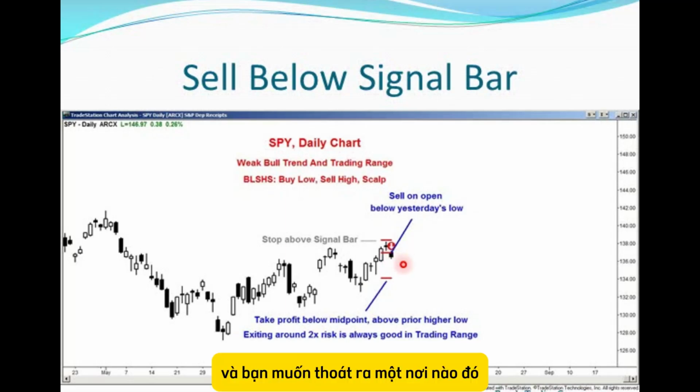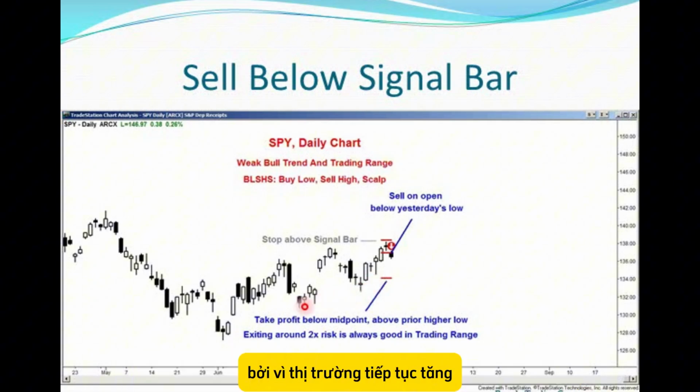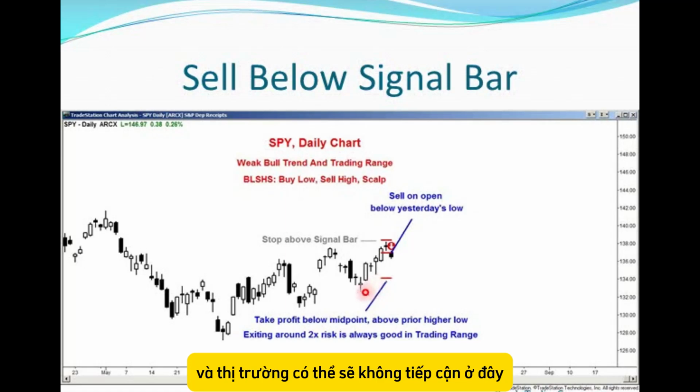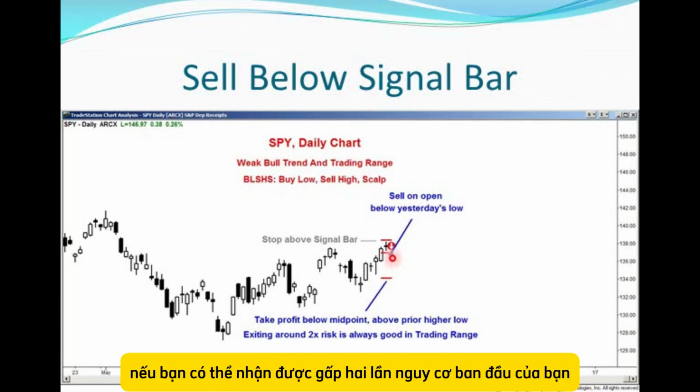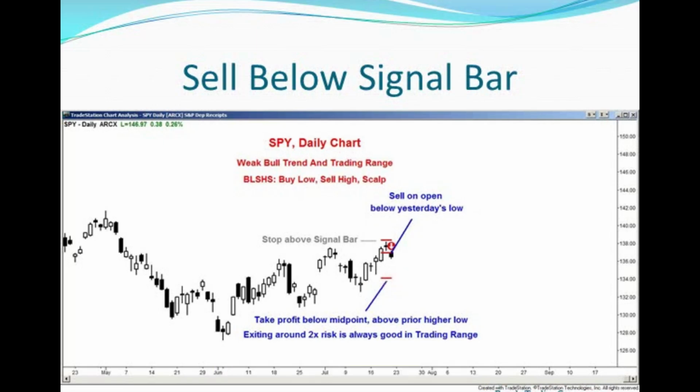And you want to exit somewhere around the middle of the channel, because you don't try to exit at the prior higher low, because the market keeps turning up above prior higher lows and the market probably will not reach down here. Since you're shorting in a bull trend, yes, it's also a trading range, but you're shorting in a bull trend, it's probably good to see if you can get 2 times your initial risk. So your initial risk is here, your entry is here on the open of this bear bar, and that would be your initial target.